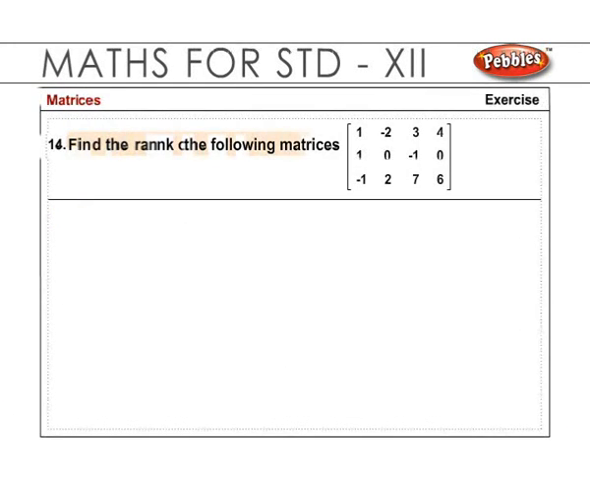Find the rank of the following matrices: 1, minus 2, 3, 4, minus 2, 4, minus 1, minus 3, minus 1, 2, 7, 6.